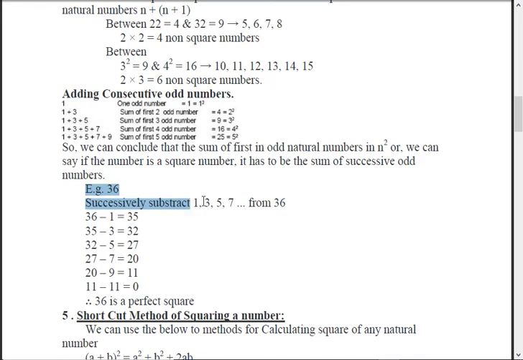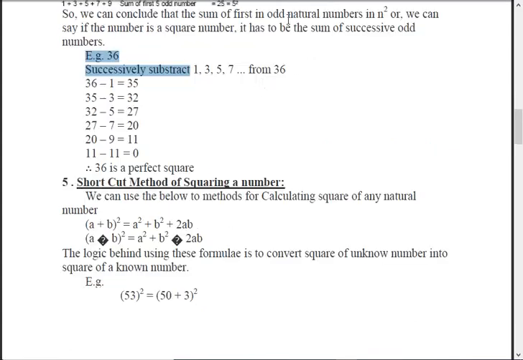Successively subtract 1, 3, 5, 7 and go on and on from 36. 36 minus 1 is 35. 35 minus 3 is 32, and so on, and you should get 0. If you get 0, only then it's a perfect square. Now take the example of 35 instead of 36. Is it a perfect square?